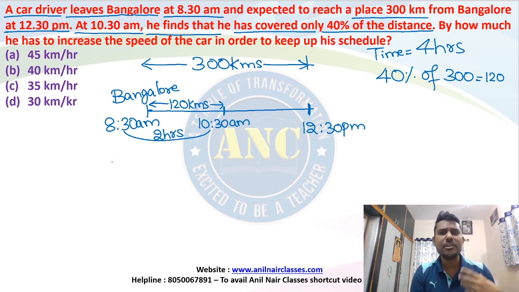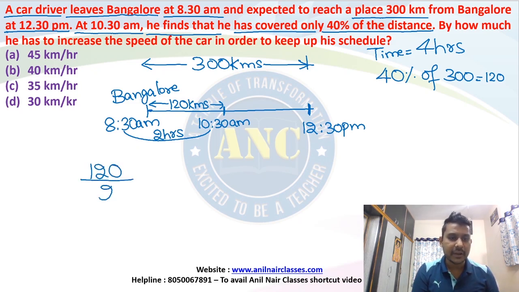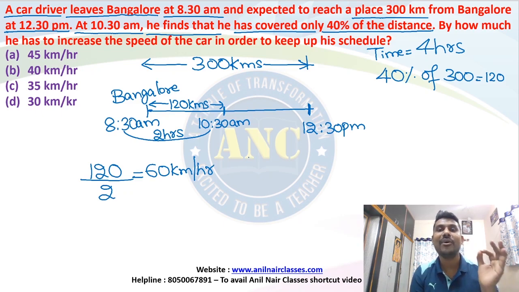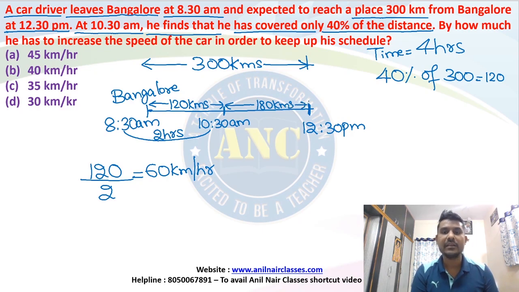So what is the speed at which he is traveling right now? 120 kilometers divided by 2 hours. He is traveling at a speed of 60 kilometers per hour for the first 40% of his journey. I hope you are clear. He was supposed to travel at 75, but he has traveled at 60 only for the first 2 hours. Out of 300, 120 is covered. Remaining 180 kilometers has to be covered by that car driver.